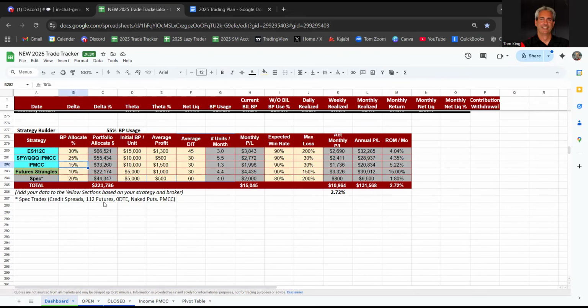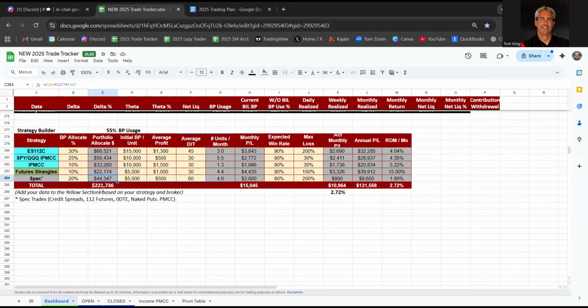And then the regular income poor man's covered calls, same type of setup, looking to generate about $1,700 a month from those, allocating about $33,000 to those. Strangles, still one of my favorite strategies, about 10% of the account in strangles, $22,000 worth of BP is allocated to that. Looking to generate around $3,300 from this. Strangles being one of the best return trades. So about $22,000 is what I'm looking at.